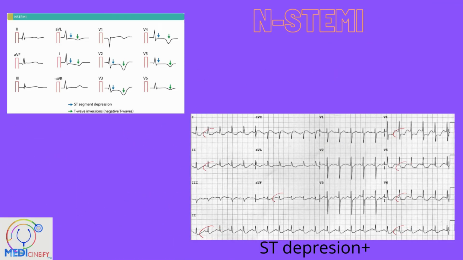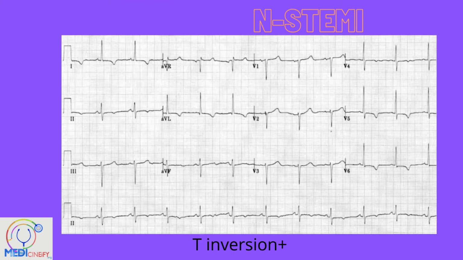Next, non-STEMI. What do you mean by non-STEMI? Non-ST elevated MI. So what happens? ST depression and T inversion can also be there. The diagram above shows how the ST depression and also T inversion happens in ECGs. And this example shows ST depression of a patient with non-STEMI, non-ST elevated MI. A non-STEMI with T inversion. You can see here in lead 1, 2, AVL, V4, V5, V6.